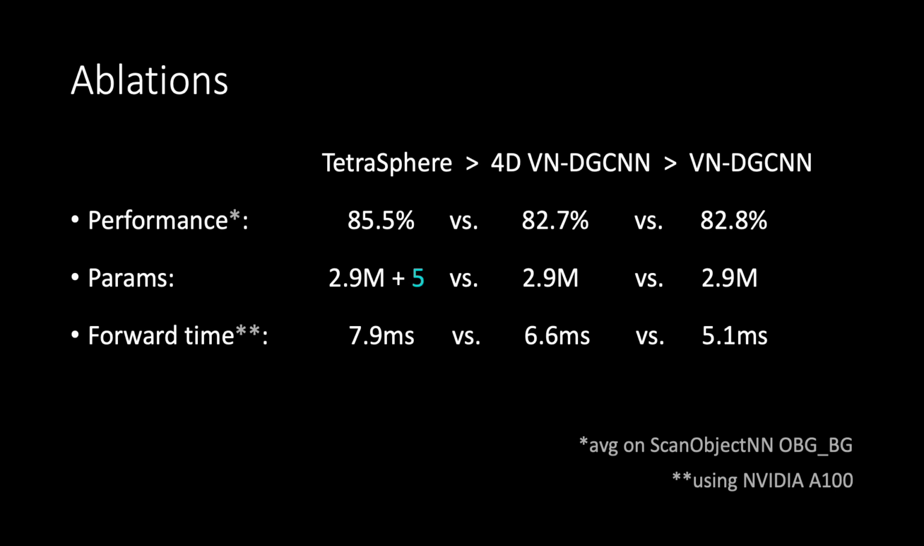The parameter difference between TetraSphere and the baseline VN-DGCNN is negligible. TetraSphere has only 5 more parameters. With such a minuscule difference, it achieves superior performance in all the experiments. The time complexity difference between the two is adequate and comes from the usage of 4D vectors by TetraSphere and partially from the TetraTransform operations.